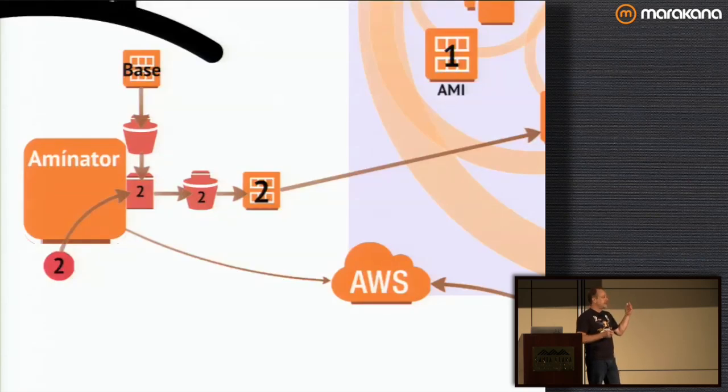And so what Aminator does, the idea is you're going to treat this like a part of your build system. So Aminator will run on any machine that's on EC2 itself. So it could be on a Jenkins slave. It's a command line tool. You just call it from a Jenkins build job if you want, or you can just shell in and run it, just a Python command line tool.